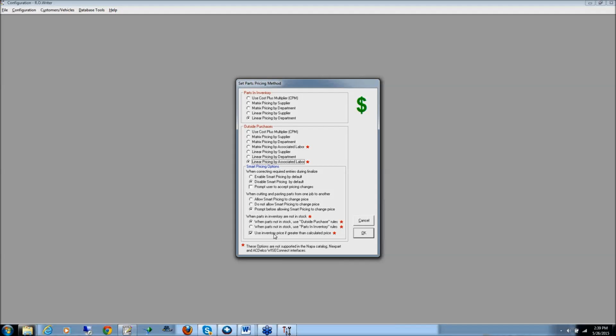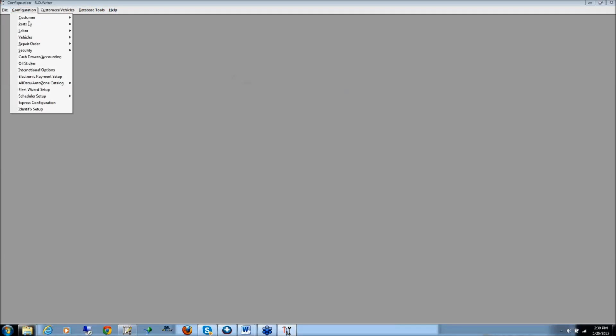So it's just asking which it should use by default for a part where the on-hand value is 0, outside purchase and/or inventory, and then secondarily whether it should do that calculation to determine if the inventory selling price is greater than the outside purchase selling price. So a handful of different options about the behavior of SmartyCat as it gets applied to point of sale. I'm going to click OK and then hit Configuration, Parts, and then Default Outside Purchases for just a second.